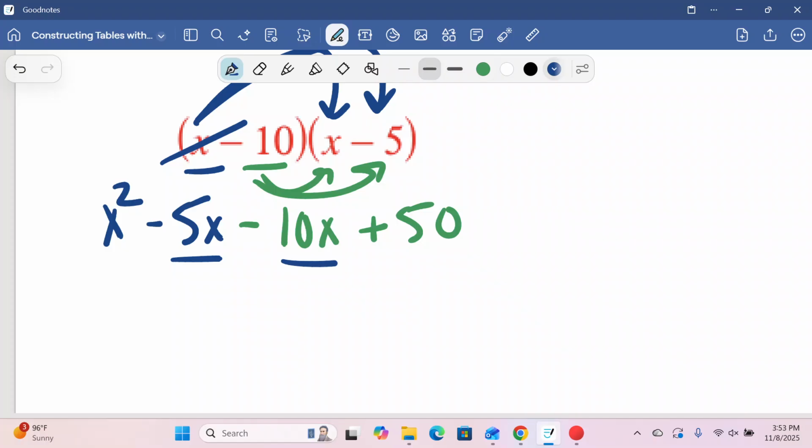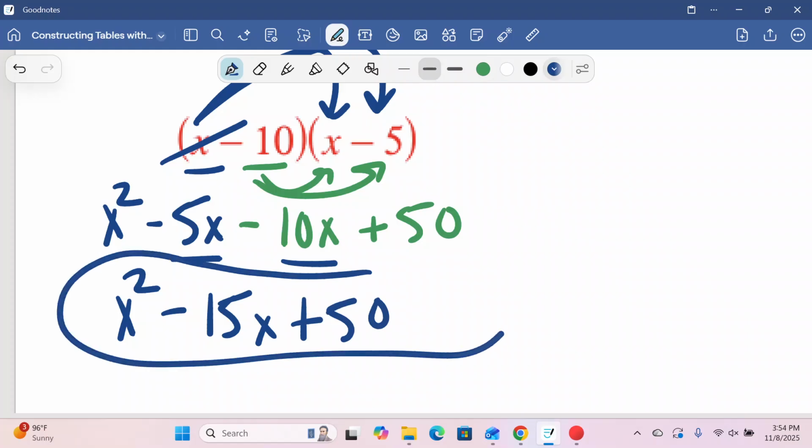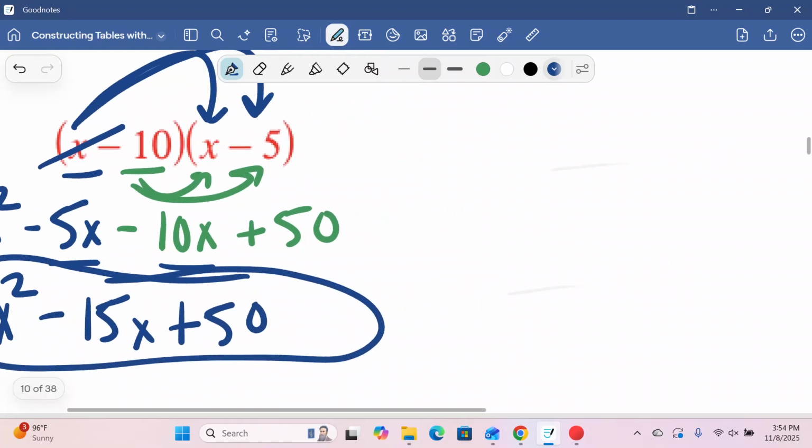Now, if I don't know how to do that, all I do is input negative 5 minus 10 on decimals, which should give us negative 15. And you can go ahead and do that. So I have x squared minus 15x plus 50. So that is my answer for that FOIL method.